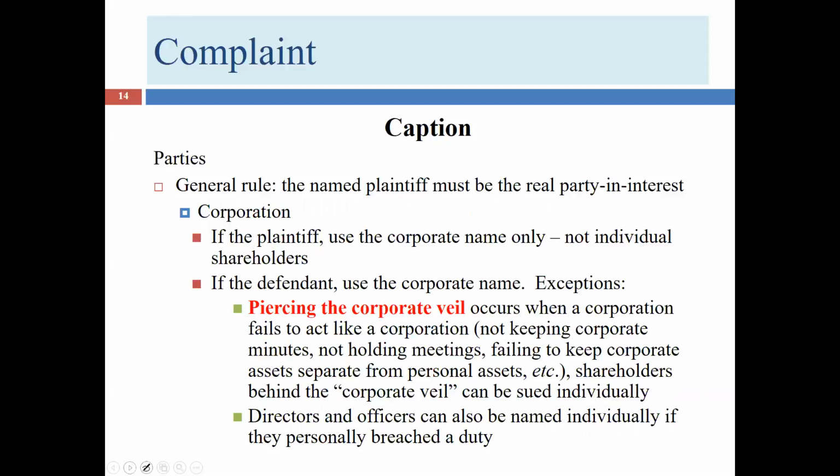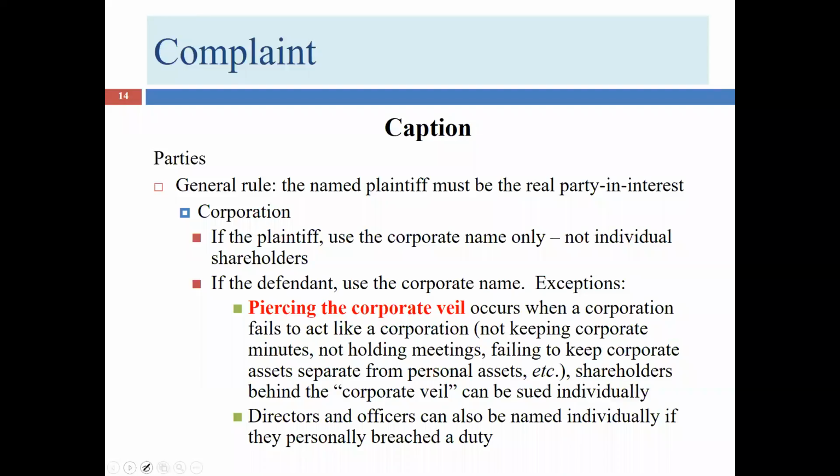Let's talk about a corporation. When the corporation is the plaintiff, it doesn't matter how many shareholders there are. There might just be one, but you cannot sue under the name of the individual shareholder because the corporate formalities have to be followed, and so you actually sue under the name of the corporation. Similarly, you sue under the name of the corporation when you're suing the defendant.